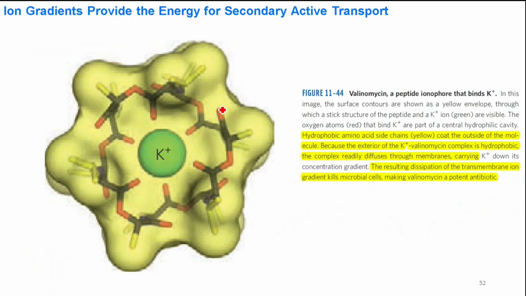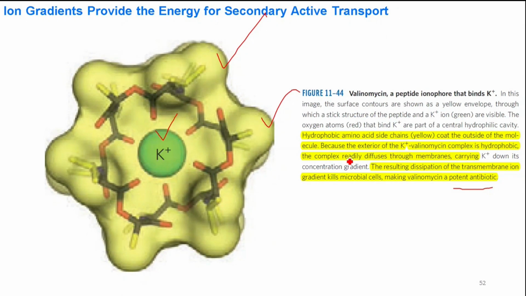So this is valinomycin, one of the potent antibiotics. So what is happening? The hydrophobic amino acid side chains are shown in yellow. Hydrophobic side chains are here in yellow, and you can see potassium ions are held by this drug.